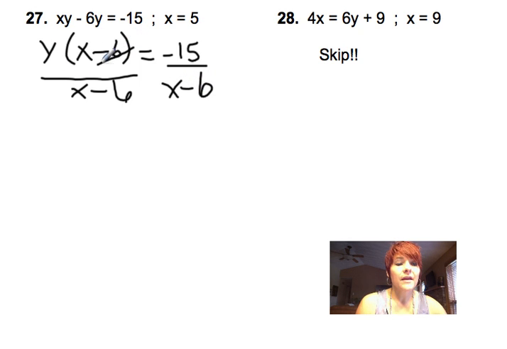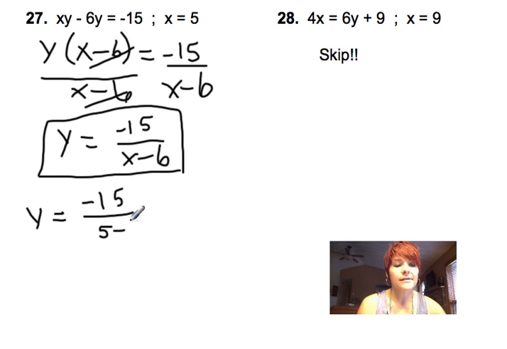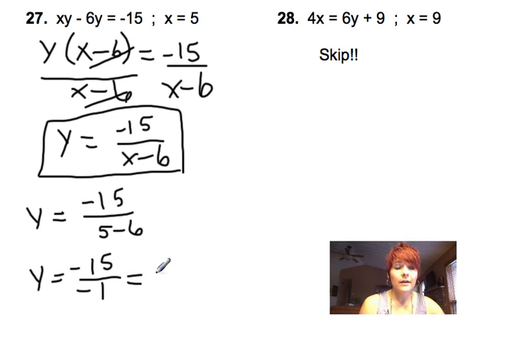So now what happens is these x minus 6's factor out, so we end up with y equals negative 15 over x minus 6. And again, that's the first part of your answer. We have solved that equation for y. Now we're going to plug the 5 in. So y equals negative 15 over 5 minus 6, which ends up being negative 15 over negative 1. And we know that when two negatives are divided, that becomes positive. So our answer is going to be positive 15.